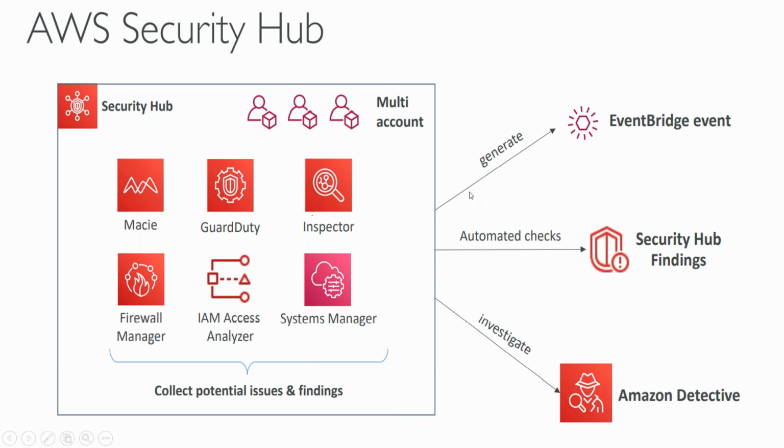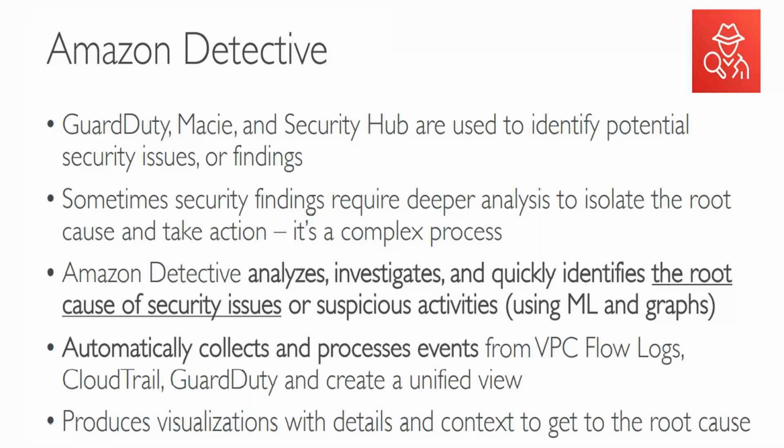And in this way you can get EventBridge, or you can have checks like security ops, or you can use Amazon Detective for more investigation. I will show you what Detective is. We will discuss this later.